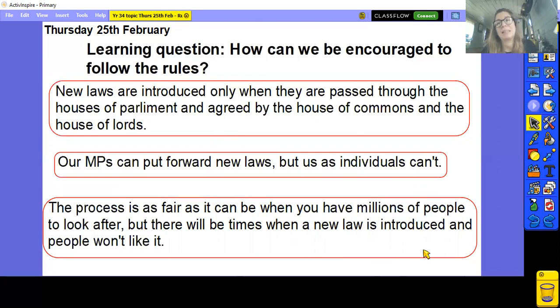Because if we think currently, just in the UK, there are about 70 million people living. So that is a lot of people to look after and to make rules and laws for. So there will be times when a new law is introduced and some people won't like it because they've not had a say, or for whatever reason they just don't like it. So it's as fair as it can be.